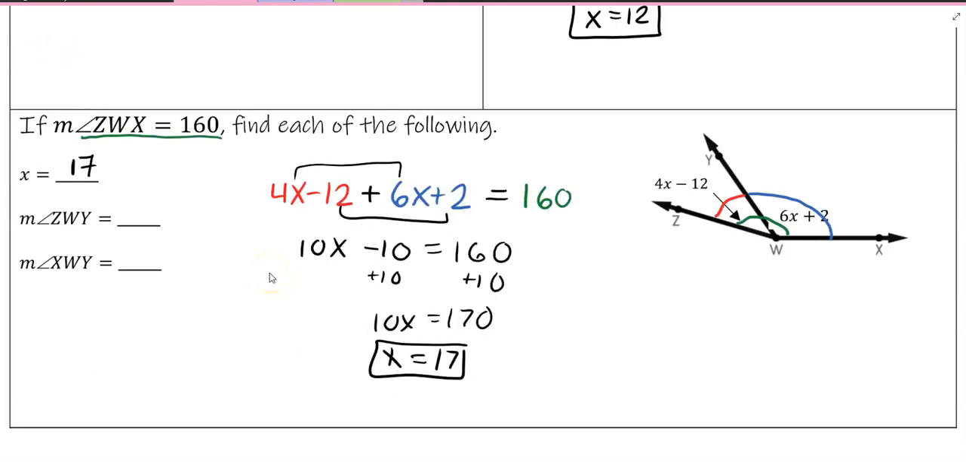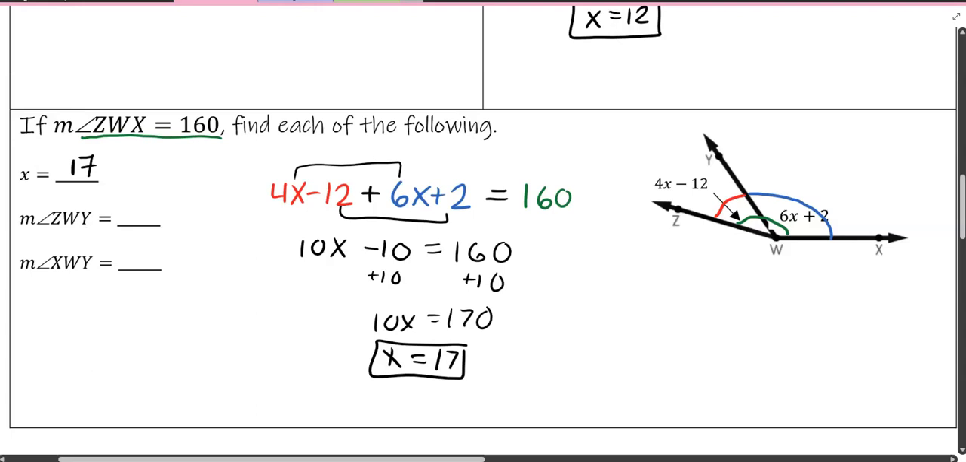Welcome back. At this point, hopefully you've had a chance to answer this question. I have to do a couple more pieces of it, but the idea here is we're taking this red part of the angle plus the blue part of this angle, and together, those two angles make up this green one. So 4x minus 12 plus 6x plus 2 equals 160. Step one was to combine like terms, then I add 10, then I divide by 10, and that's how I end up with 17.